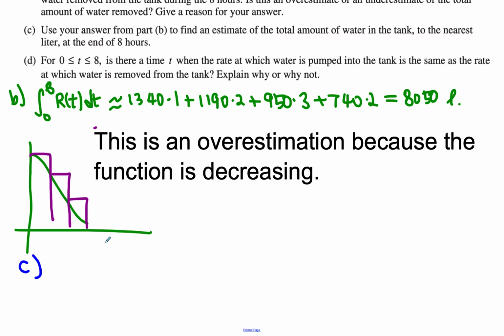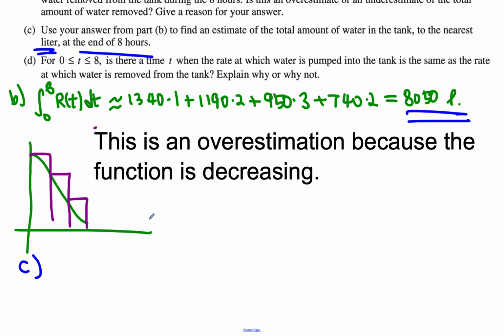Use the answer from part B, which is what we just figured out right over here, to find the estimate of the total amount of water in the tank. They want you to estimate the amount of water in the tank, to the nearest liter, at the end of 8. So this is how much of the water has been removed. Then my question to you is how much water has been poured in.